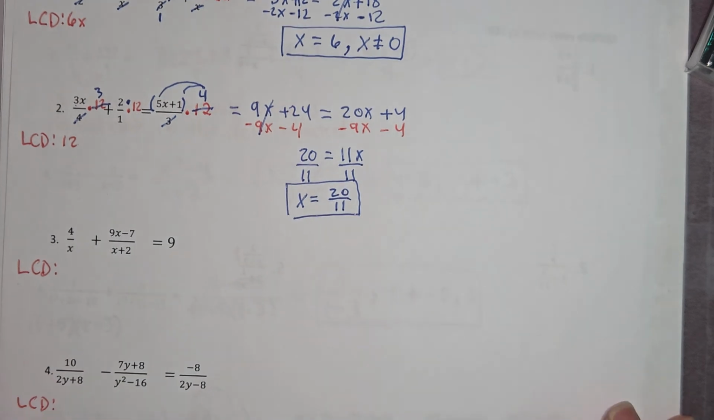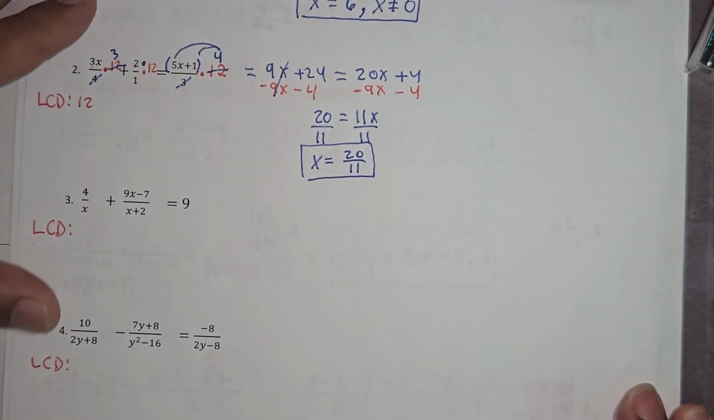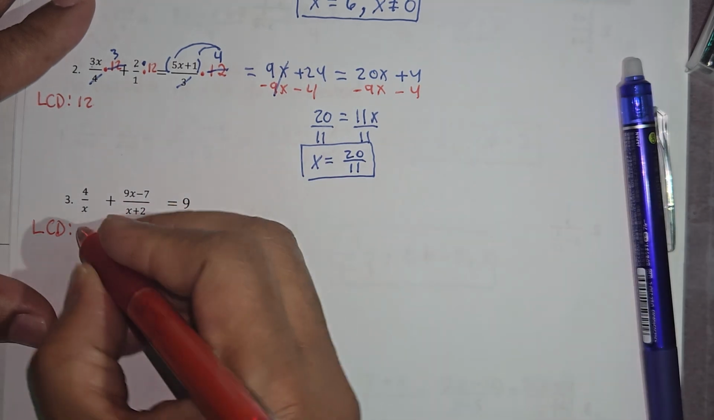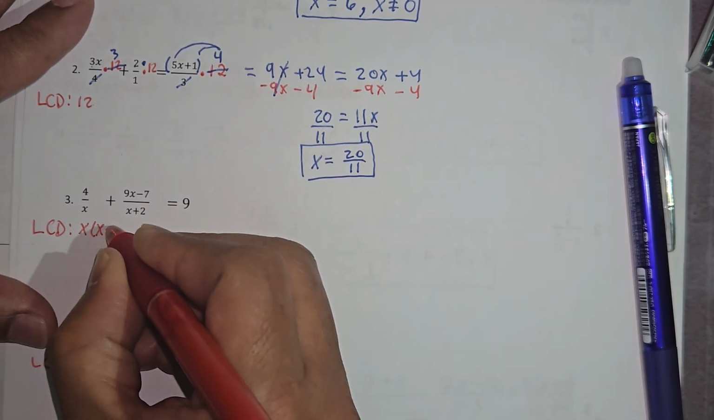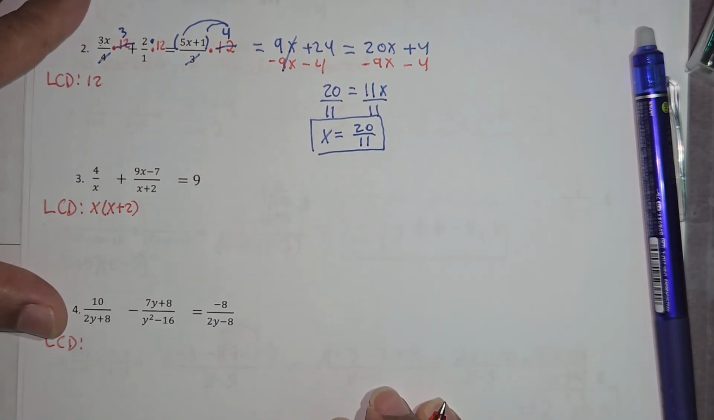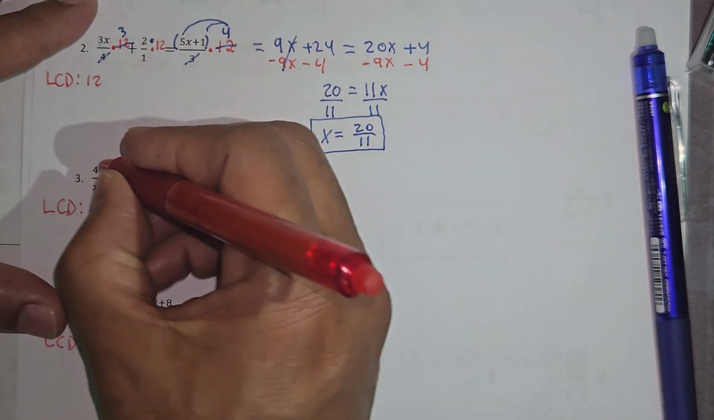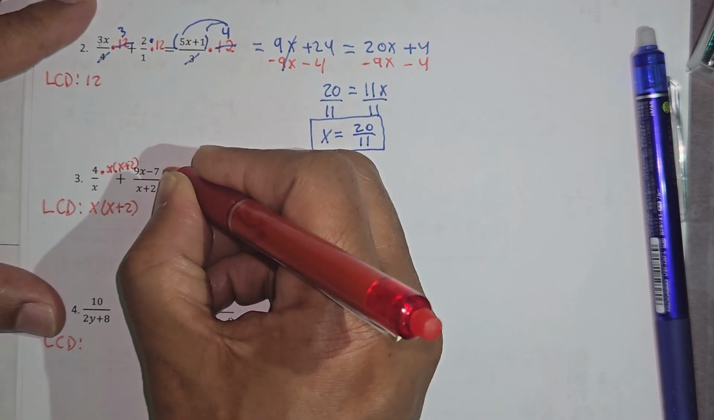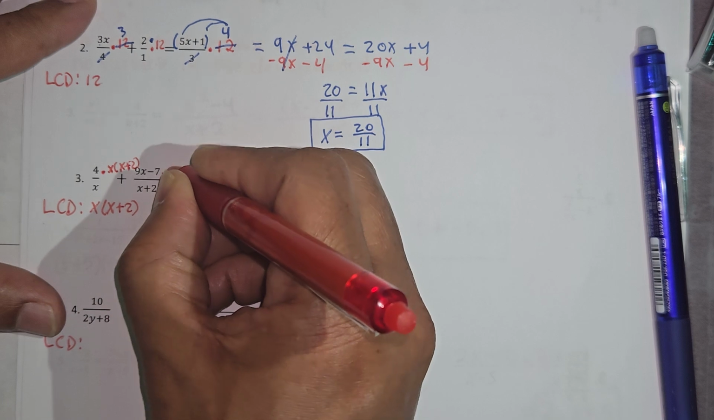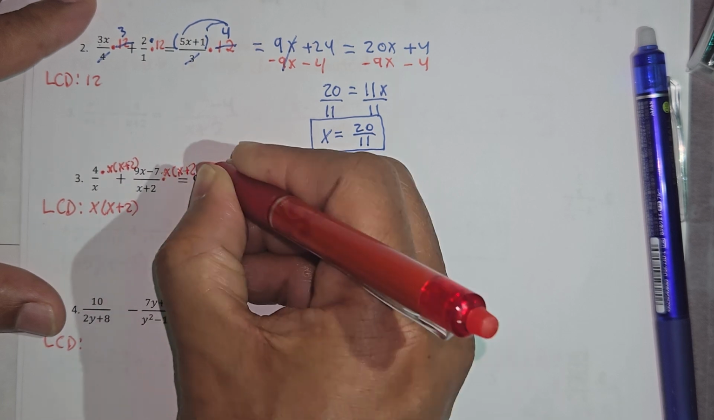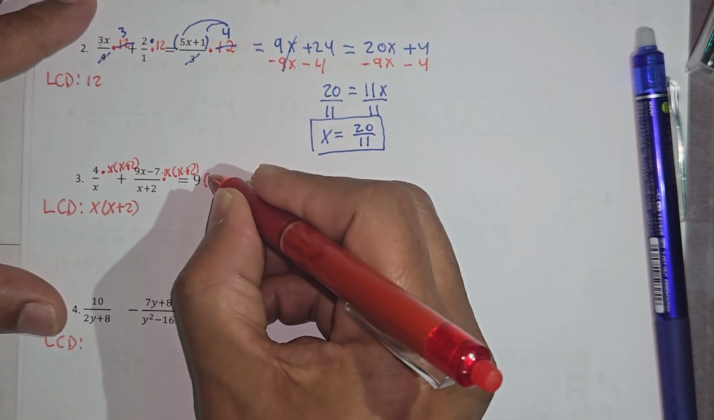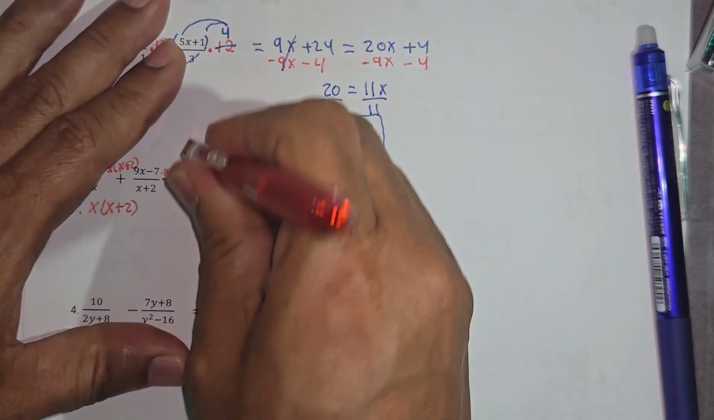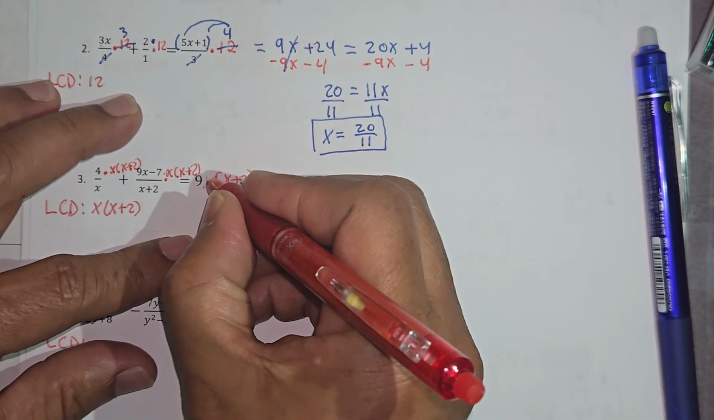All right. So number 3, for this one, notice this has x, this is x plus 2, which means the LCD is x times x plus 2. I'm going to try to squeeze this in here. So I'm multiplying this by x times x plus 2. And this one also, multiplying this by x times x plus 2. And the 9 also, multiply this by x times x plus 2. Okay, let me make this more clear.